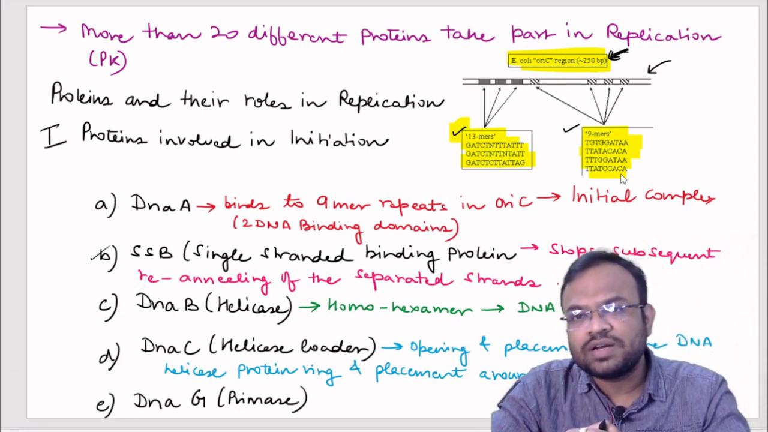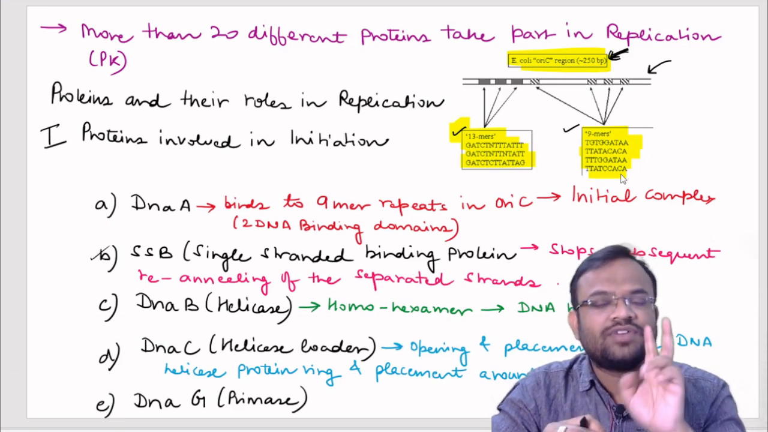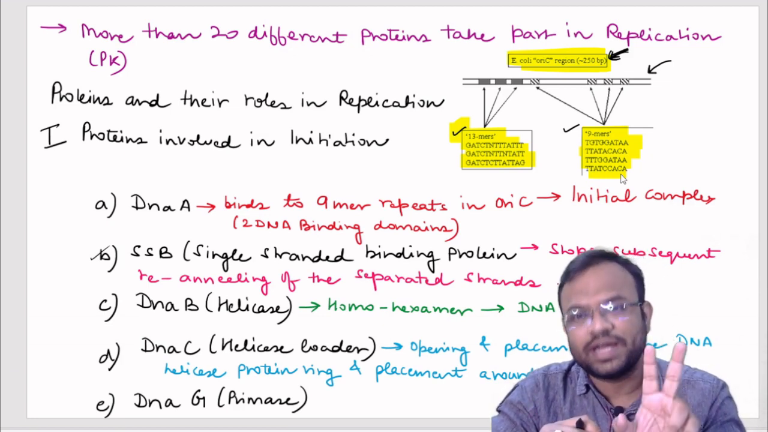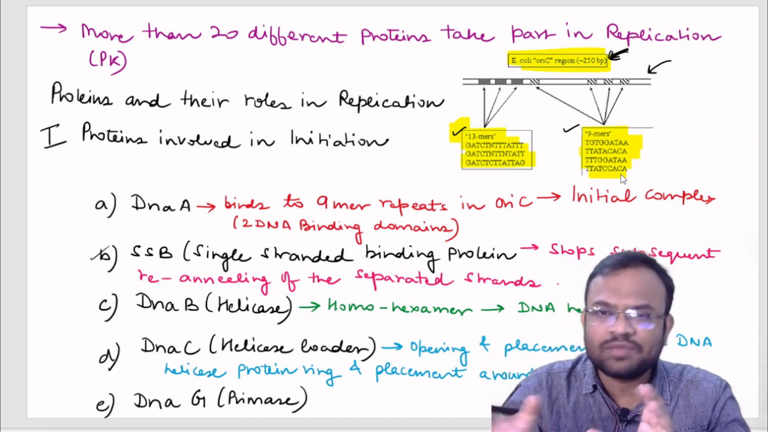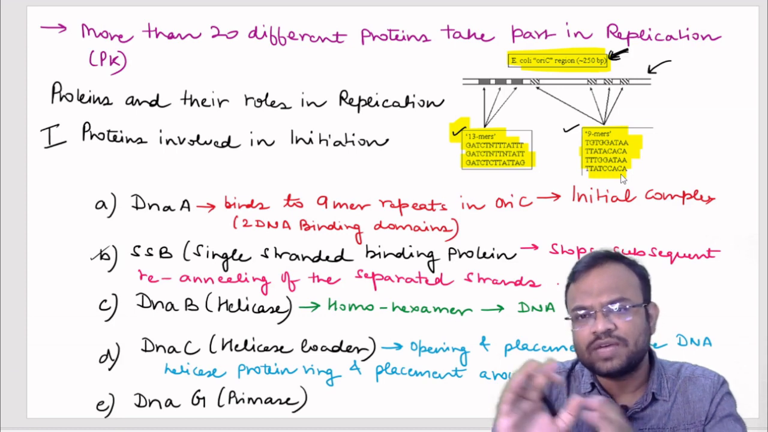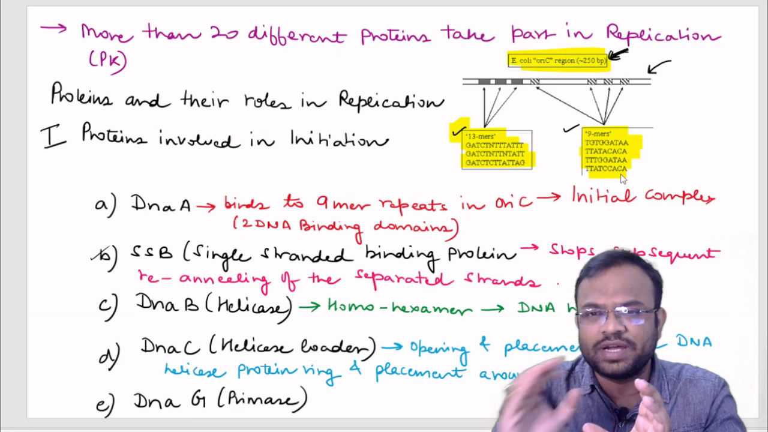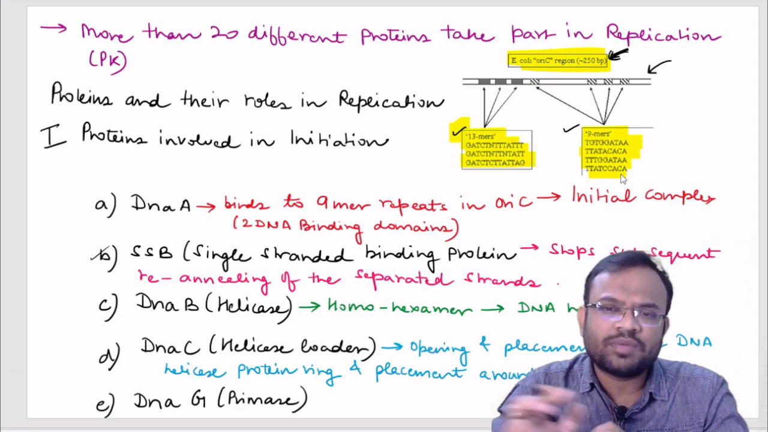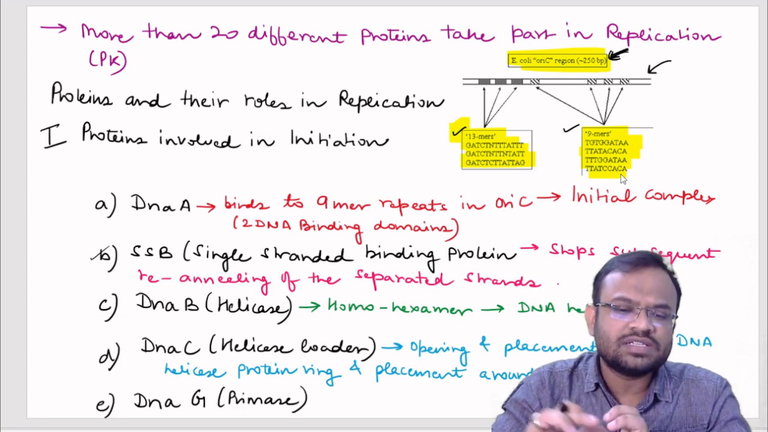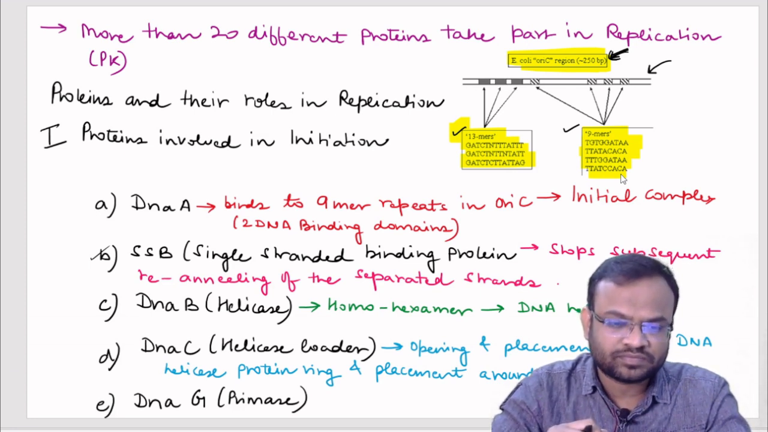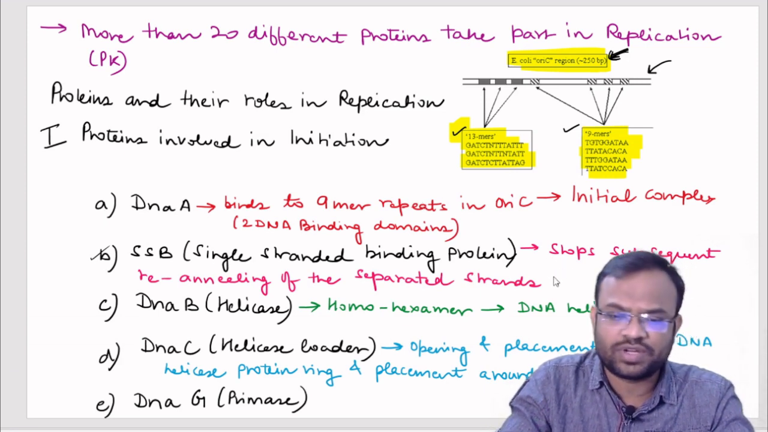But more importantly, it has two binding sites. DNA-A has two DNA binding sites, and through one it is binding to the 9-mer repeats. Whereas I will talk about the other DNA binding domain or DNA binding site later on. Now coming to the next protein that is involved, it is the single-stranded binding protein. Now what does this single-stranded binding protein do?